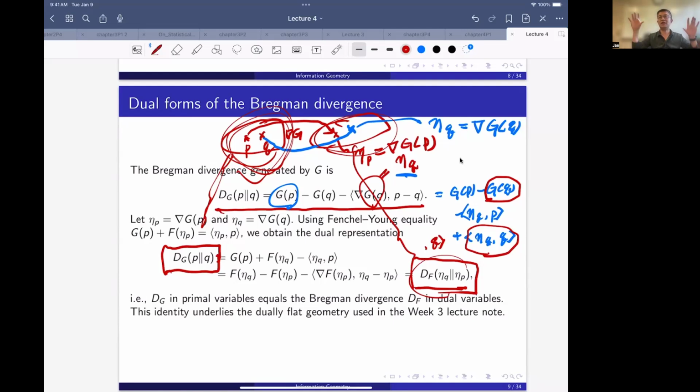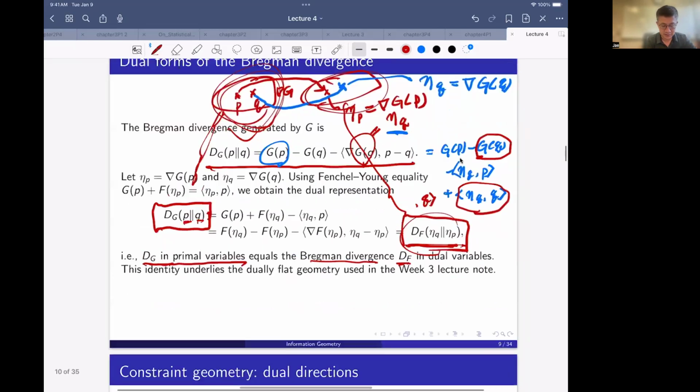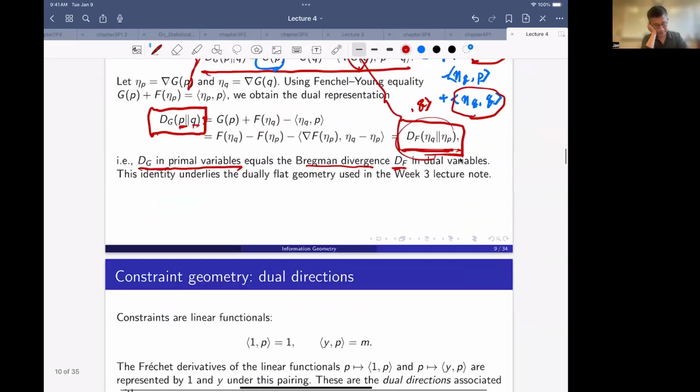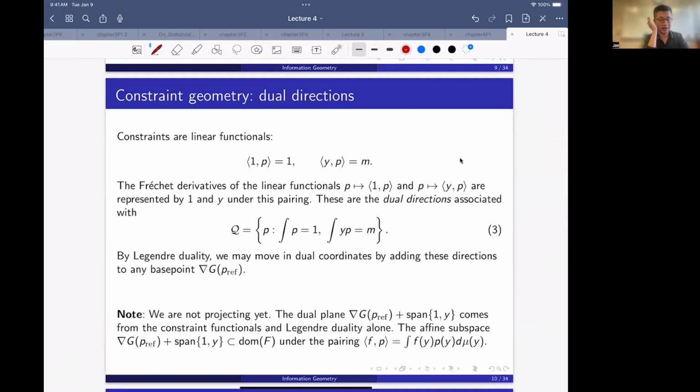It's like you can think of a meter, right? Then your left hand becomes a right hand if you look at it in a mirror, but it's actually the same, right? So that's exactly what we're doing here. The only thing is that D_G in primal variables equals the Bregman divergence D_F in dual variables. So the only difference is that the order is kind of opposite, but other than that, it's the same. So in that sense, previously in lecture one, I distinguished between the E projection and the M projection, right? But at the end of the day, they are dual, so it really doesn't matter. Just the information projection, I mean Bregman projection.